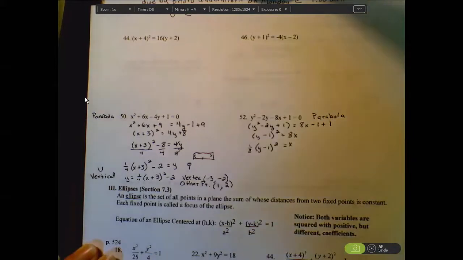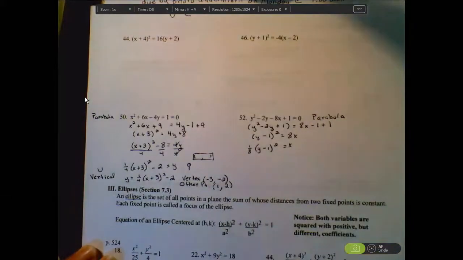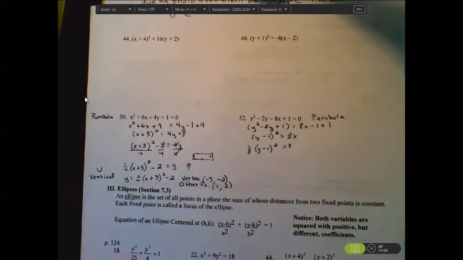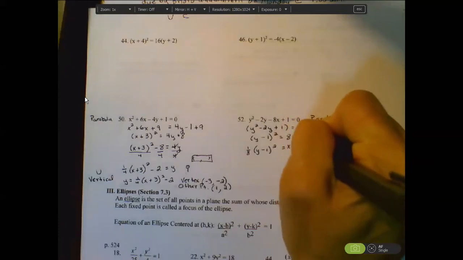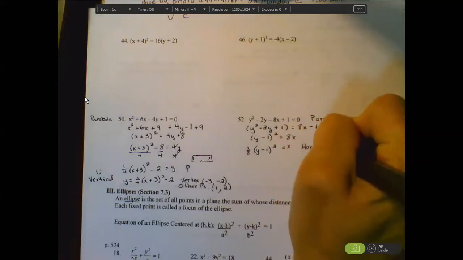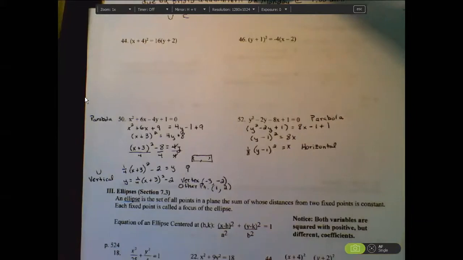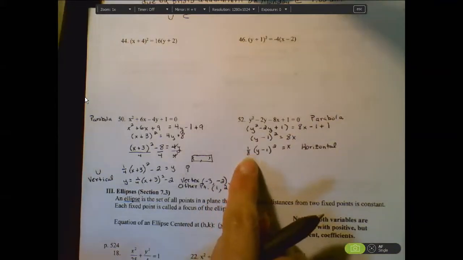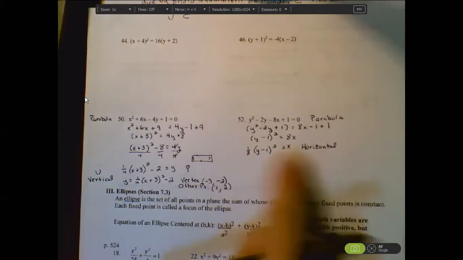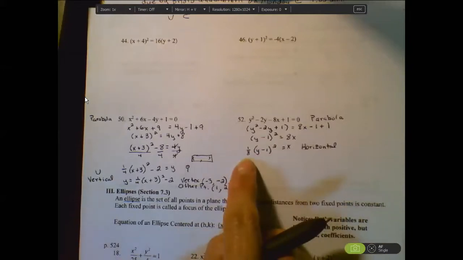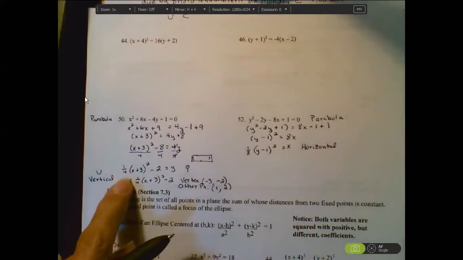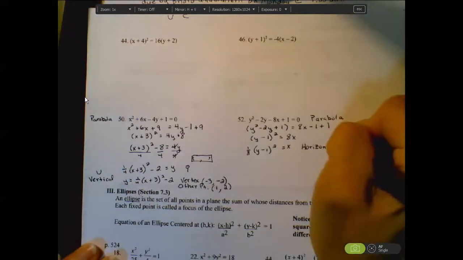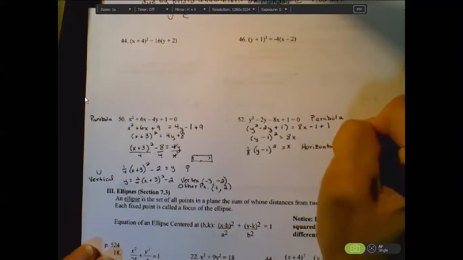And because it's the y that's squared, what does that tell me about my parabola? It's horizontal rather than vertical. And because the coefficient is positive, when you have a horizontal parabola and the coefficient is positive, how does that tell you the parabola opens? Right. Correct. Just like a positive coefficient here told me the parabola opened up. So it's a horizontal parabola which opens right.